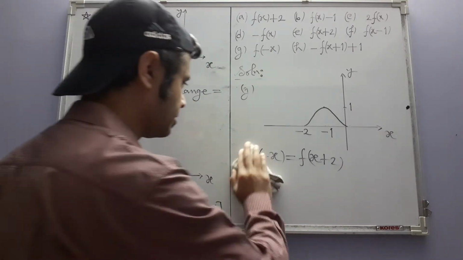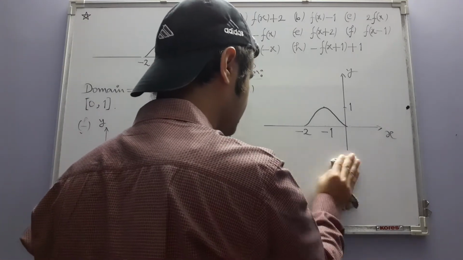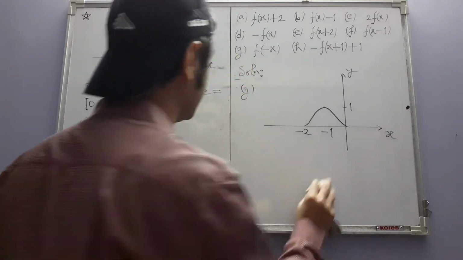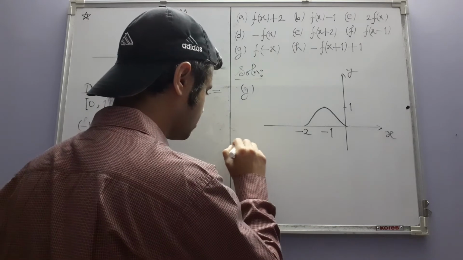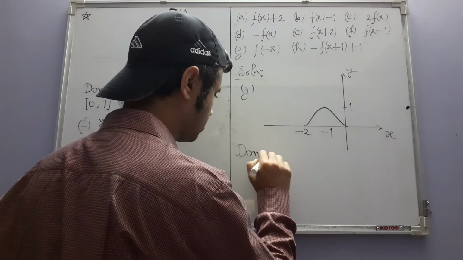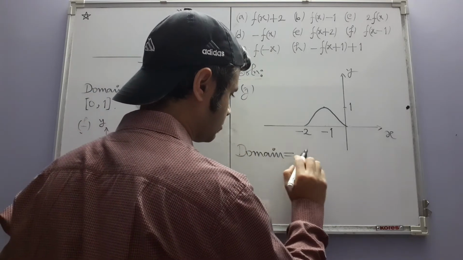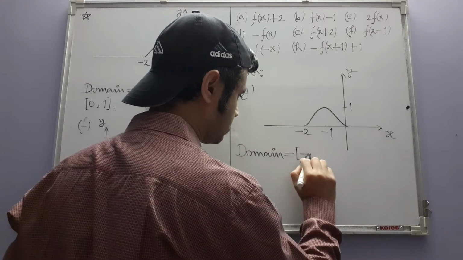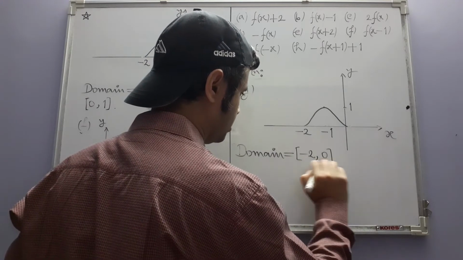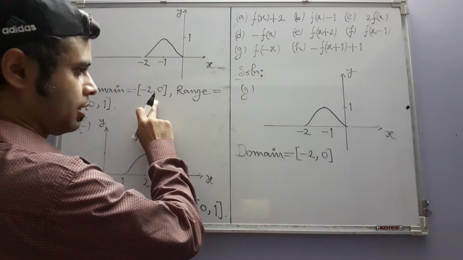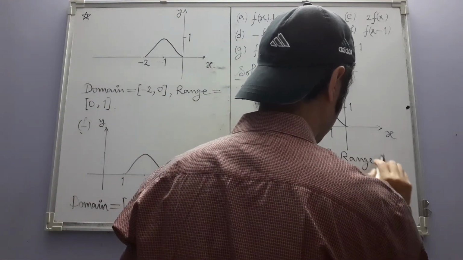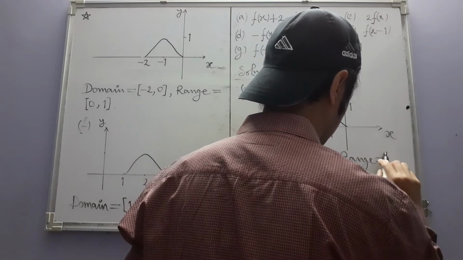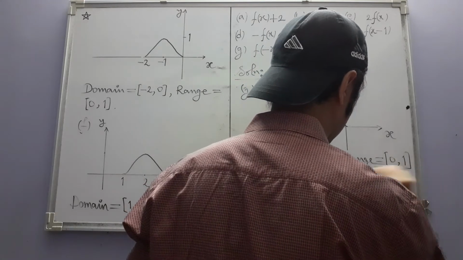So let us write the domain and range. They are going to be like that part E, identical. Domain is minus 2, 0, like here, and range is 0, 1.